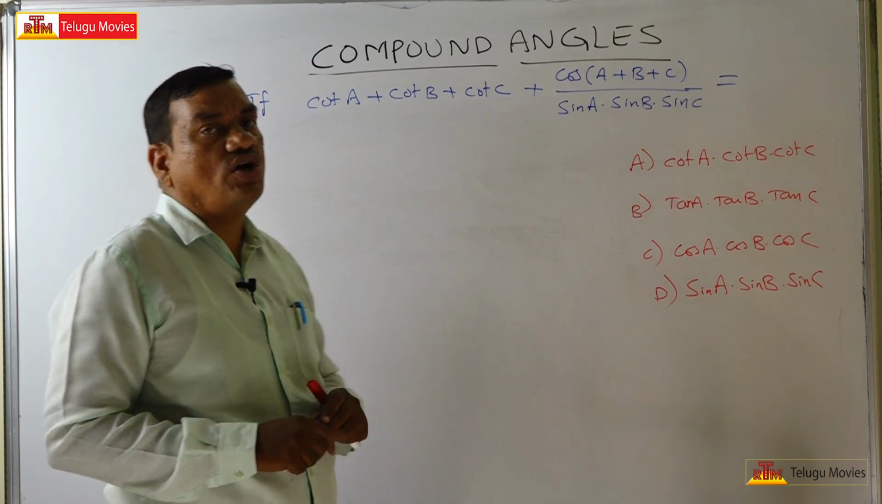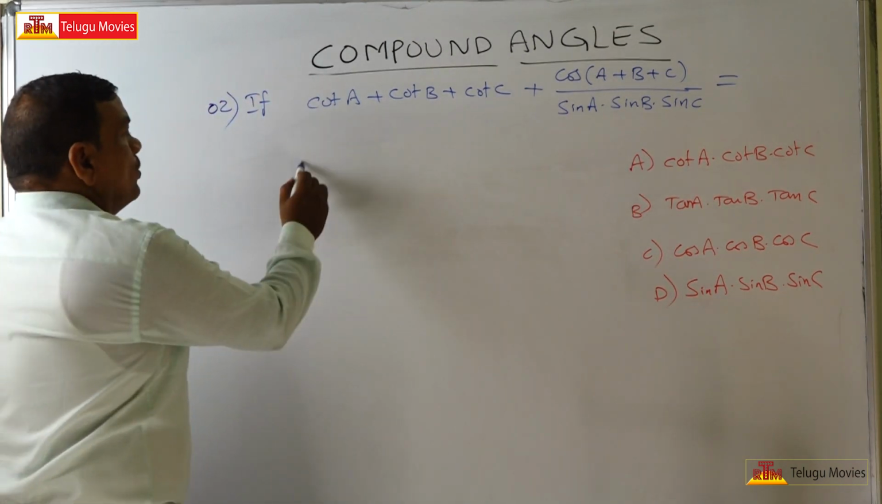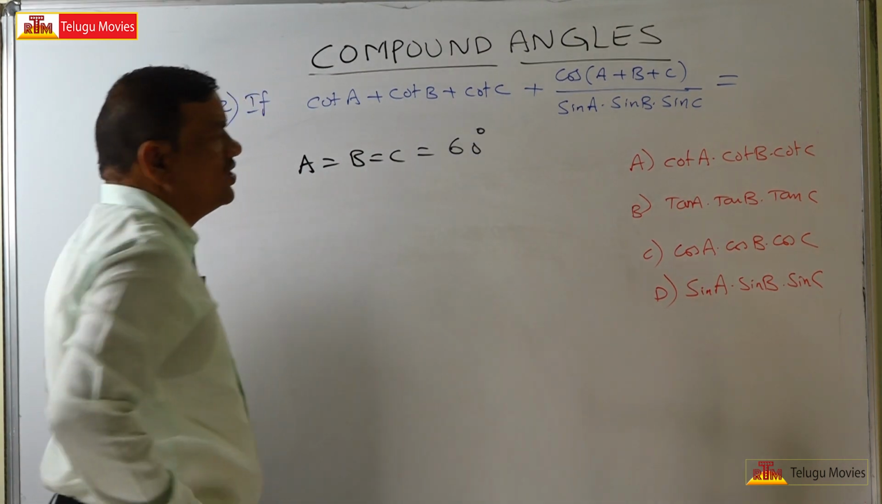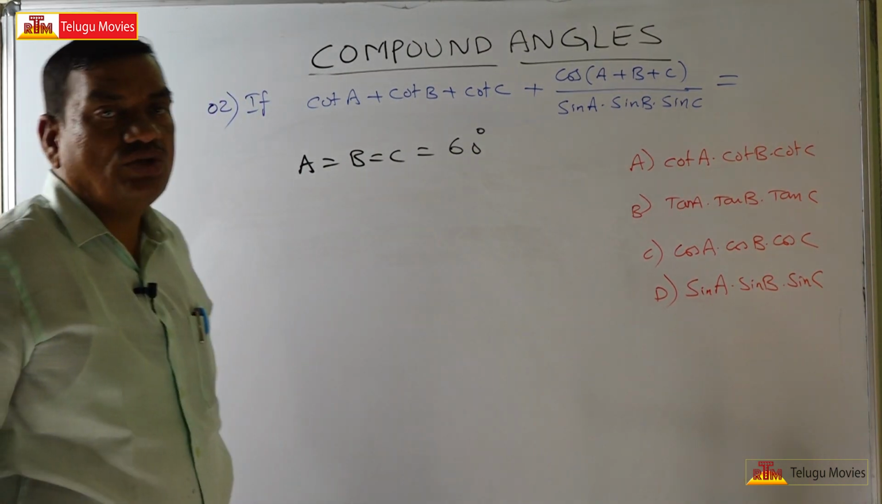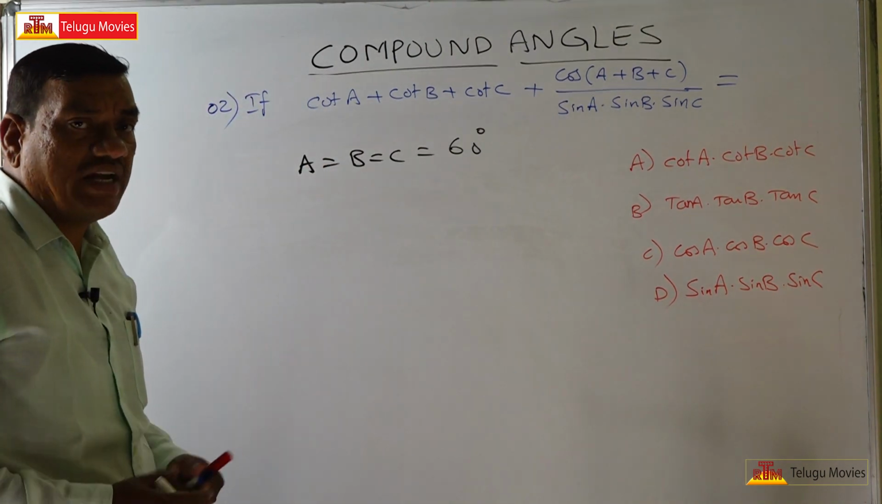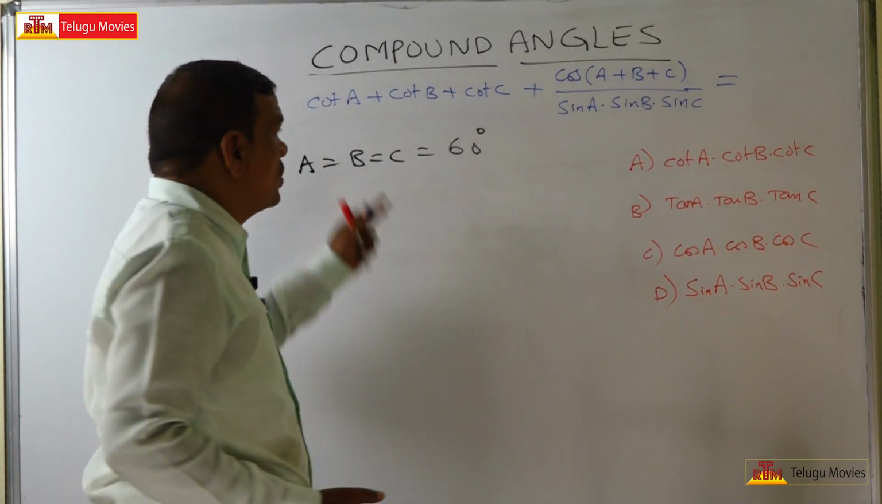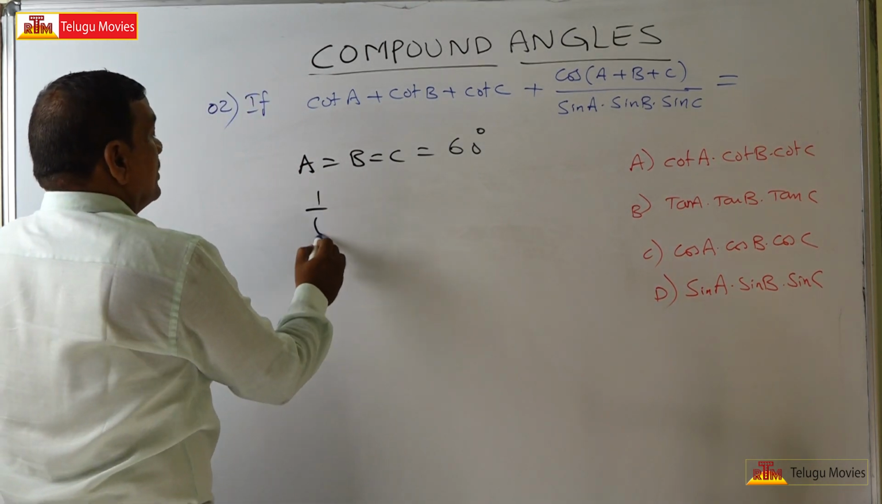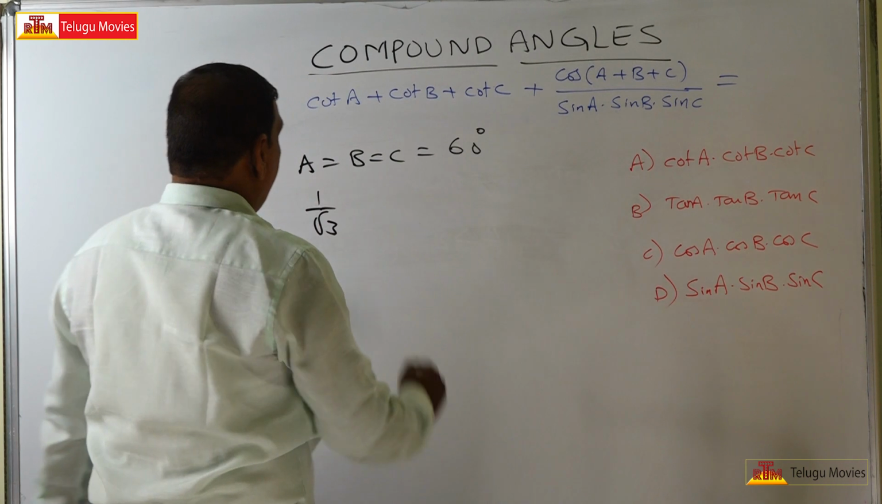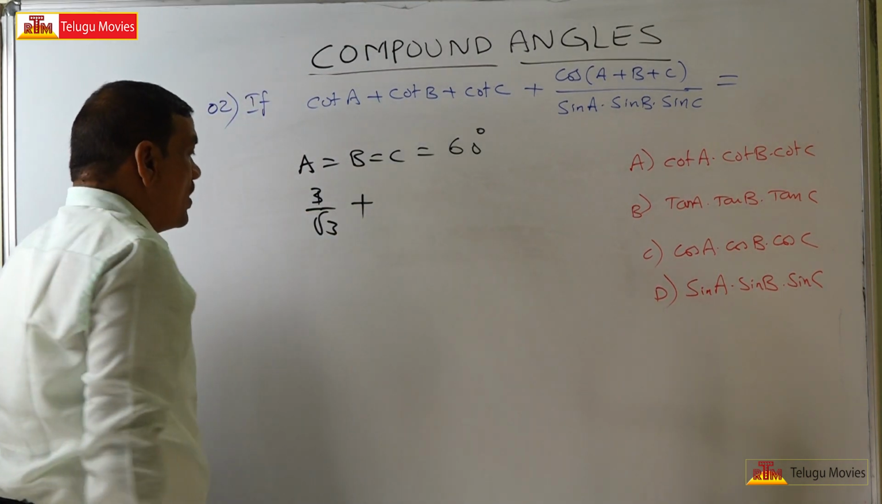The one and only short trick is to put A is equal to B is equal to C is equal to 60 degrees. Otherwise, you can put 30 degrees also. Now what is cot A? Tan 60 is equal to root 3. Cot 60 is equal to 1 by root 3. So this is also 1 by root 3, this is also 1 by root 3. Therefore, can I write down 3 upon root 3?